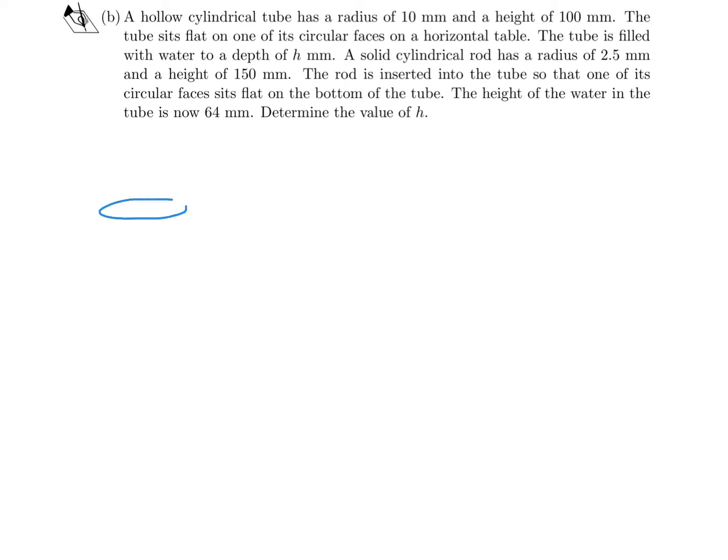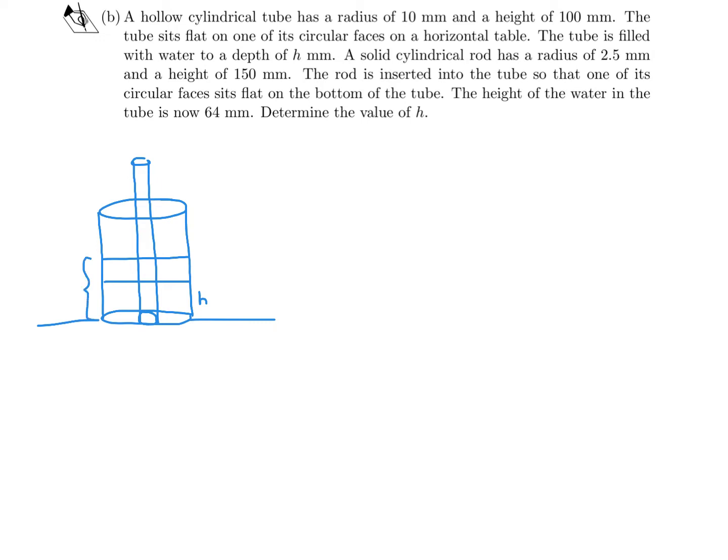So first we have this cylinder that sits flat like that on a table. And then you put inside a rod that's also in the shape of a cylinder, but a little bit narrower. Initially, before the rod was put inside, there was an amount of water to a certain level, and they call that h, just small h. And then once the rod is placed, obviously the water will rise, and that distance, they are saying, is 64.